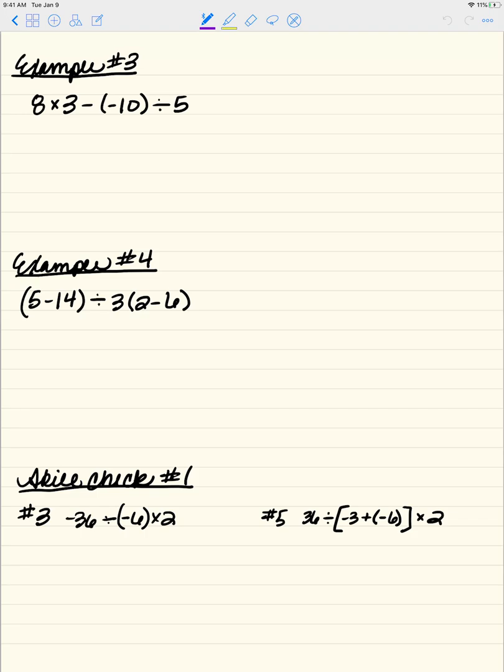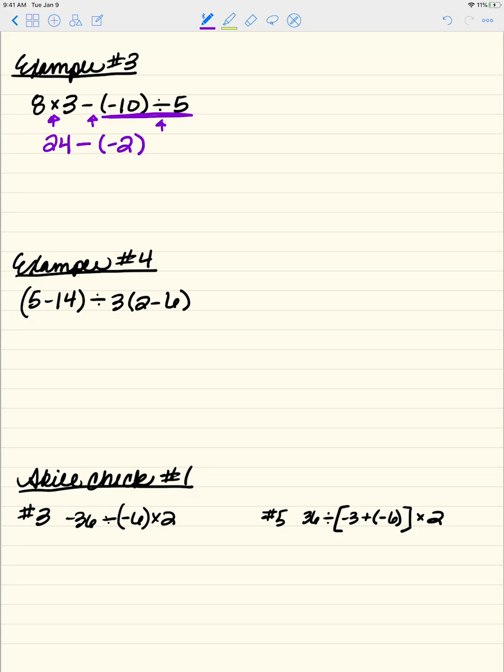Example number 3. 8 times 3 minus negative 10 divided by 5. So we have multiplication, subtraction, and division. So we're going to do our multiplication first. 8 times 3 is 24. We are not dealing with the subtraction yet because we have multiplication and division, so we need to tackle the division first. What are we dividing? Negative 10 by 5. Negative 10 divided by 5 is negative 2.